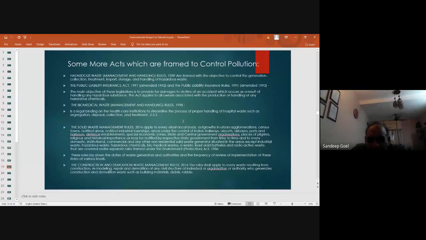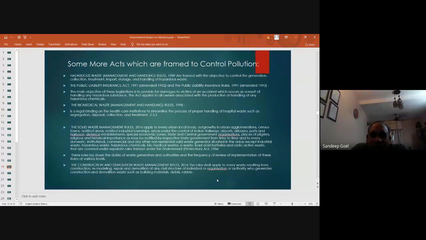So there are solid waste management rules. What question can be asked? What it does not contain for the management of solid waste. What it doesn't contain? E-waste, lead acid batteries, biomedical waste, hazardous chemical and hazardous waste. So you have to keep these aspects in your mind while answering these questions. These rules lay down the duties of waste generator and authorities and the frequency of review and implementation of these rules at various levels.